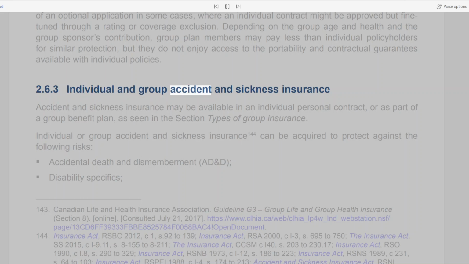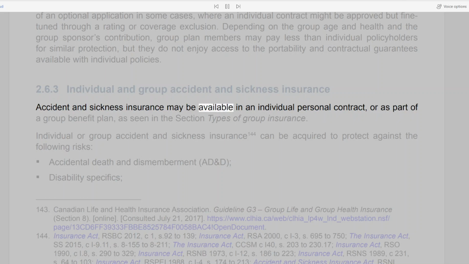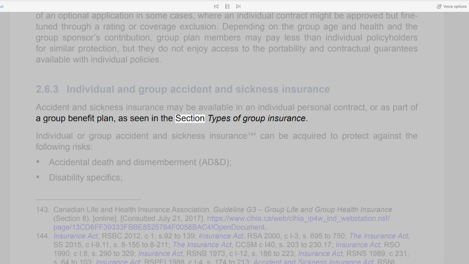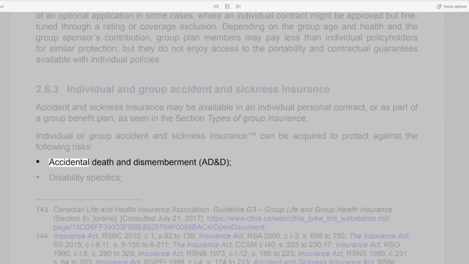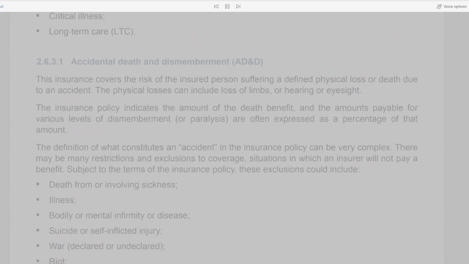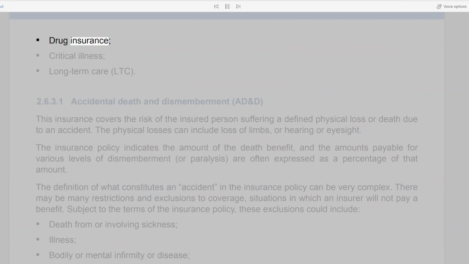2.6.3 Individual and Group Accident and Sickness Insurance. Accident and sickness insurance may be available in an individual personal contract, or as part of a group benefit plan, as seen in the section Types of Group Insurance. Individual or group accident and sickness insurance 144 can be acquired to protect against the following risks. Accidental death and dismemberment, AD&D. Disability specifics. Drug insurance, critical illness, long-term care, LTC.